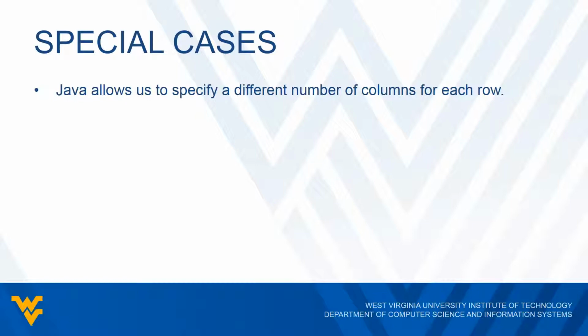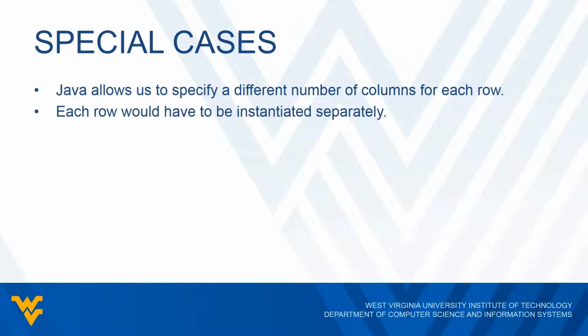So in the last lecture, we created a two-dimensional array and we had to specify the number of rows and the number of columns ahead of time. We don't have to actually specify the number of columns when we first declare our two-dimensional array. We can do it when we instantiate each row. So for every single row we can do our instantiation and determine how many elements are going to be in that particular row.